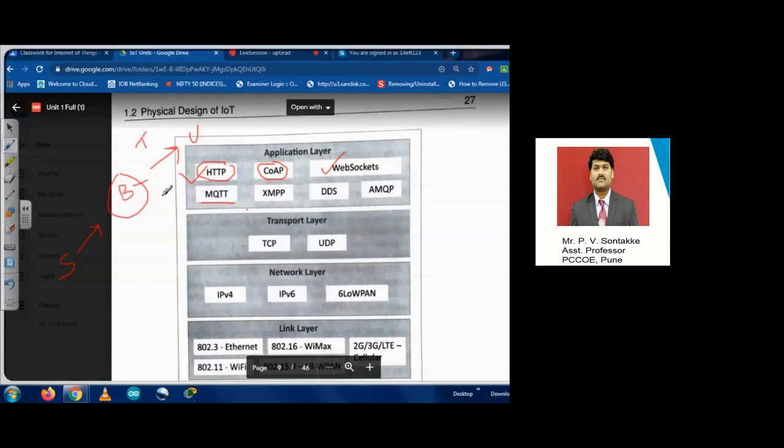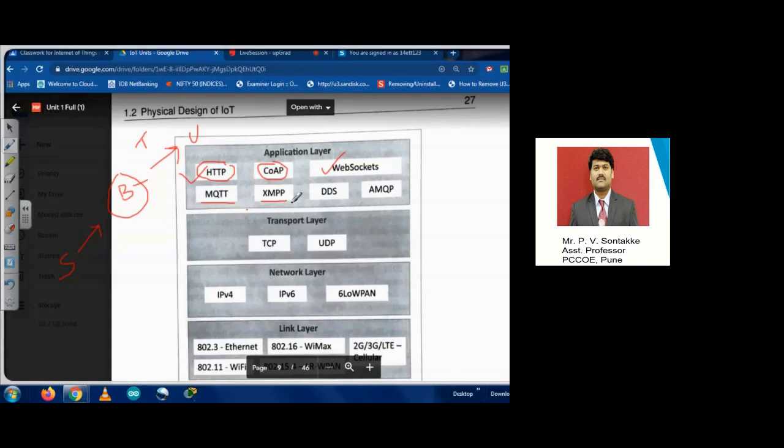So this MQTT protocol is a stream-oriented protocol. A stream will be generated. It's a very lightweight protocol, and that's why it is widely used in IoT applications. Got it? Now we have the XMPP protocol. Sorry, XMPP stands for Extensible Messaging and Presence Protocol.